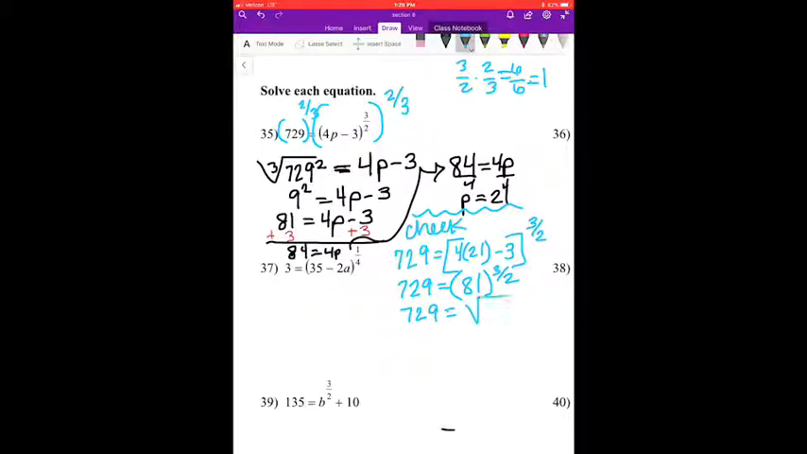So in radical form, that would be the square root of 81 cubed. Well, we know the square root of 81 is 9, and then 9 raised to the 3rd power is 729. So my answer is not extraneous. P does equal 21. Questions on that one?